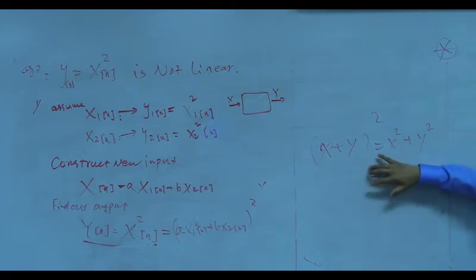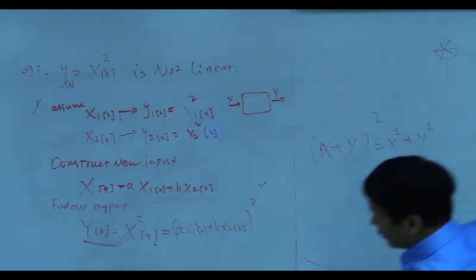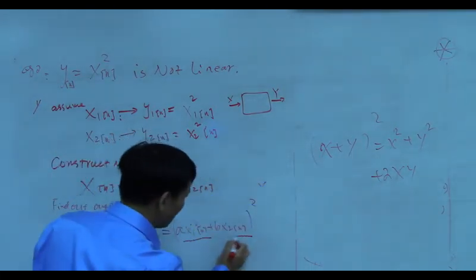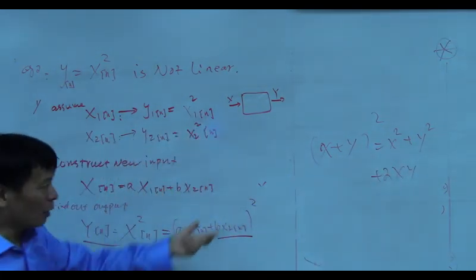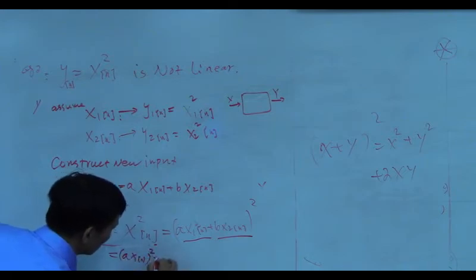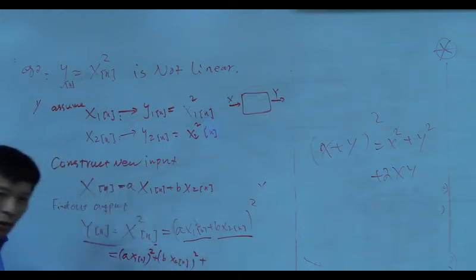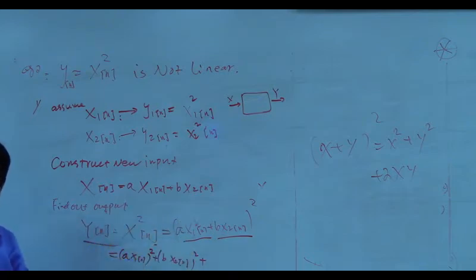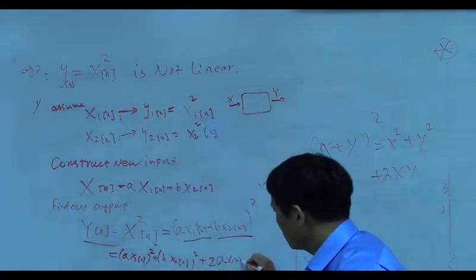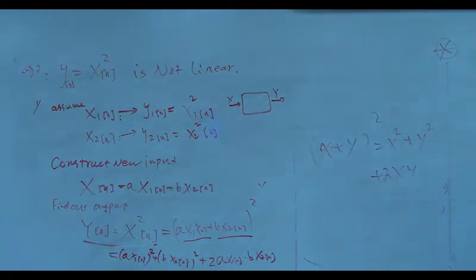If you use this only one, you're going to say, yeah, that is a linear system. But actually, it equals this one. Okay? So I consider this one as the x here, this one as the y here. So I apply that rule. So this one will be a x1 squared plus b x2 squared, then plus 2 times this and that, right? So plus 2 a x1 times b x2. Does it make sense?